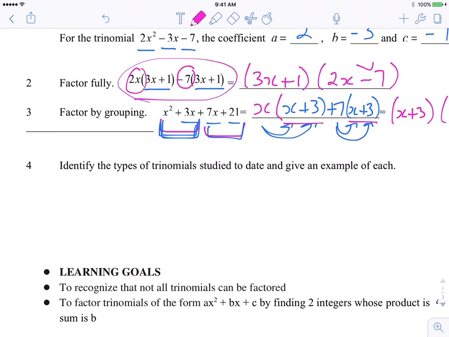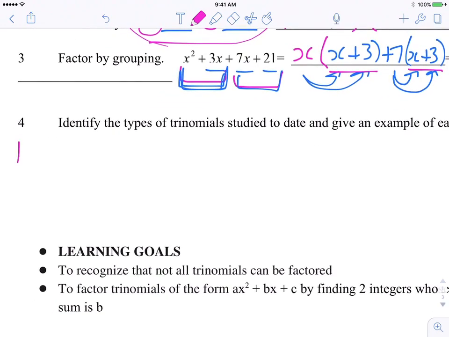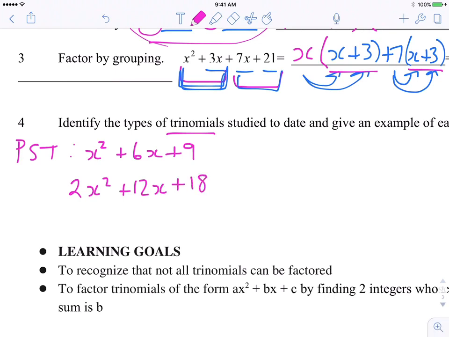Identify 3 types of trinomials studied to date and give an example. So one of the easiest ones that we should recognize is a perfect square trinomial, because we're looking at types of trinomials. Perfect square trinomial, I think one of the common ones we've used in our lessons is x squared plus 6x plus 9. Right? We may have taken a peek at a different version of this. We may have had a 2x squared plus 12x plus 18, so that if I remove the greatest common factor 2 from this, I would end up having this in brackets. And so I have a perfect square trinomial once I take out the GCF.